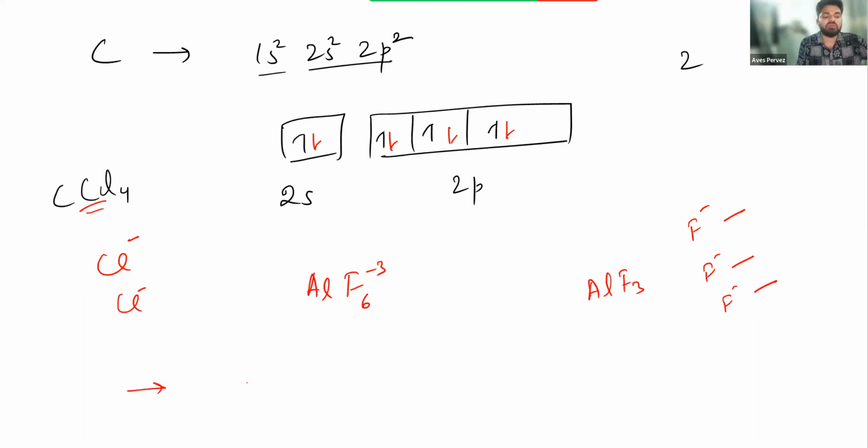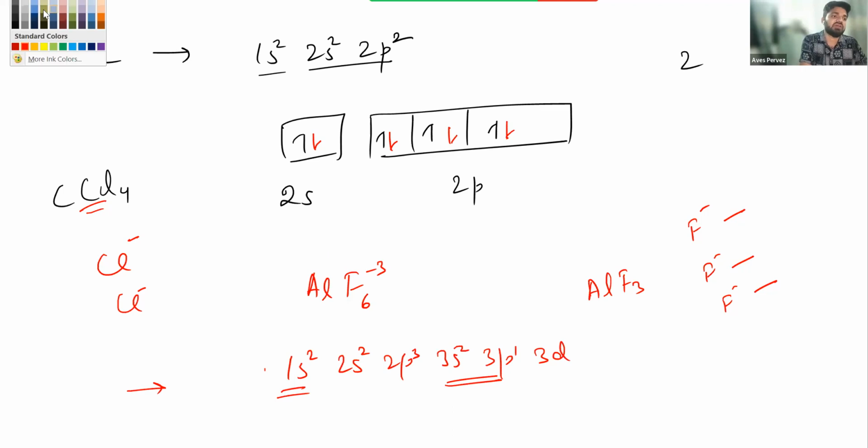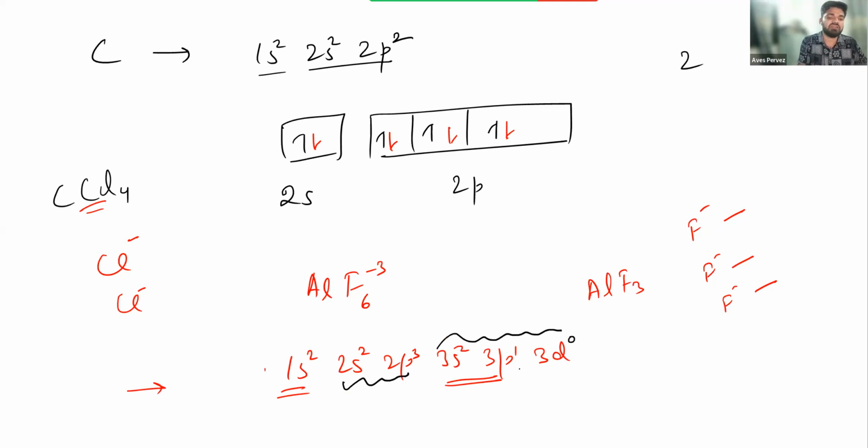So you know that in aluminium we have d orbitals. The configuration is 1s2, 2s2, 2p6, 3s2, 3p1. The d orbital is also there because the first shell is made up of only s, the second shell is made up of s and p, and the third shell is made up of s, p and d, where d has 0 electrons right now in the ground state of aluminium. Okay, understood?